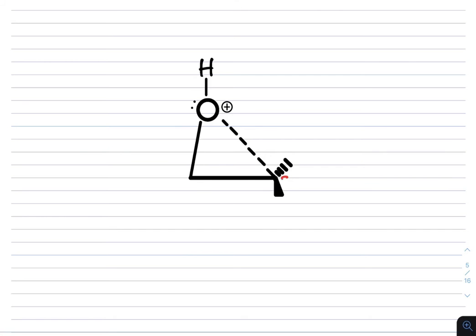This causes a slight positive charge to start forming on carbon. Now, some of you may be wondering, why does the oxygen pull away from the more substituted carbon and not the other carbon? And the answer to this question has to do with the stability of the positive charge.